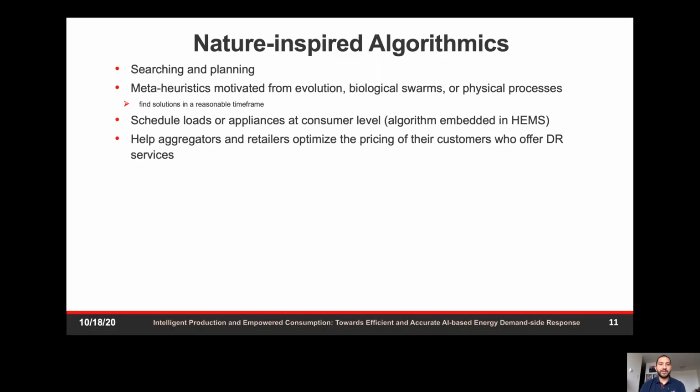These find solutions in a reasonable time frame, and they're used for scheduling loads or appliances at the consumer level. So, algorithms that are embedded in the home energy management system. And this comes back to the level of granularity of data, which I was talking about earlier.